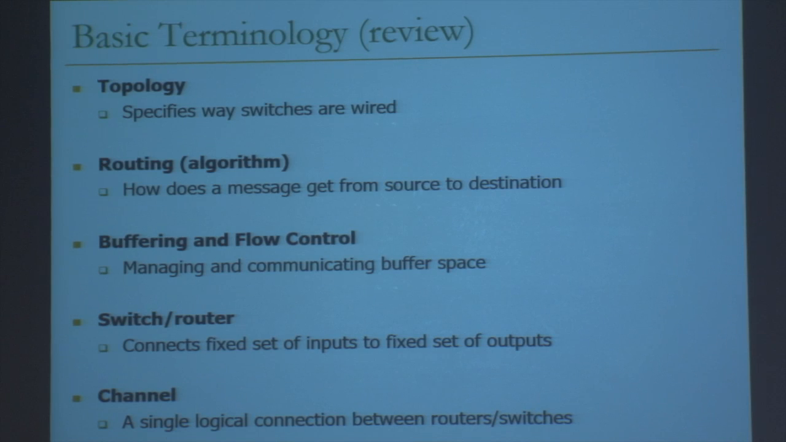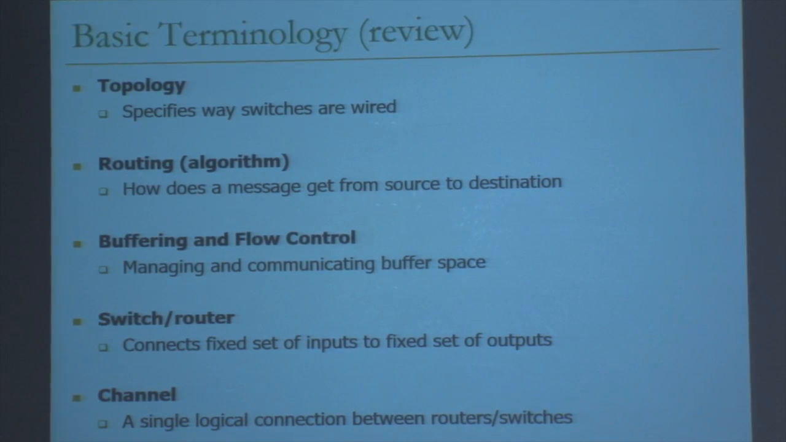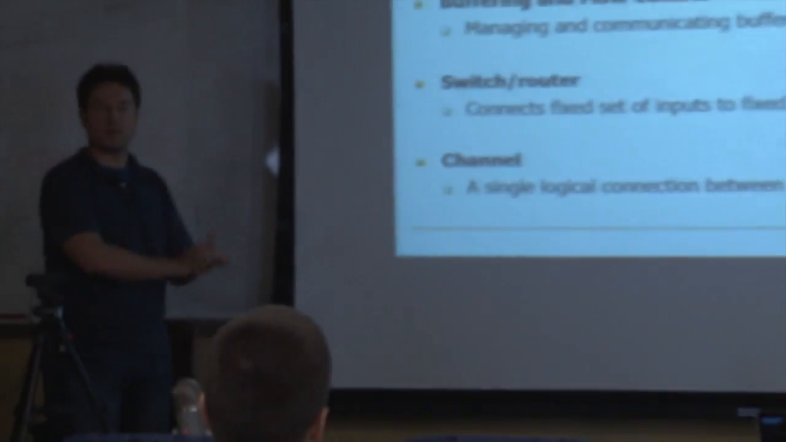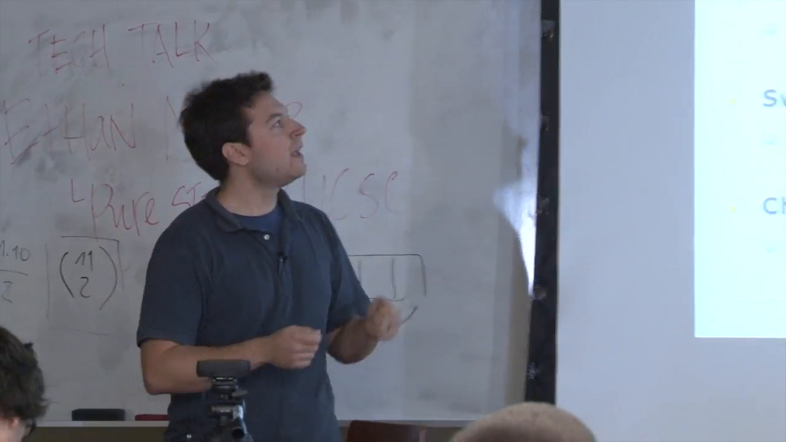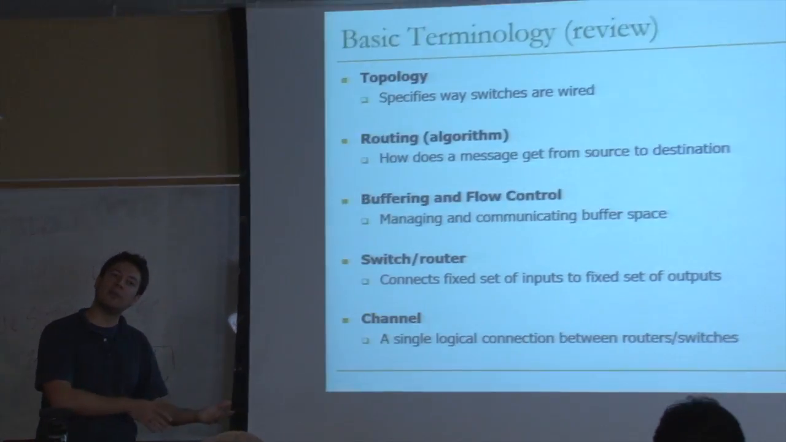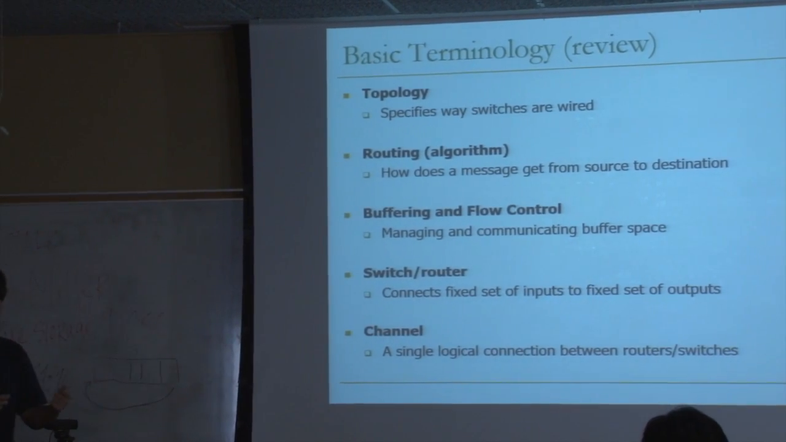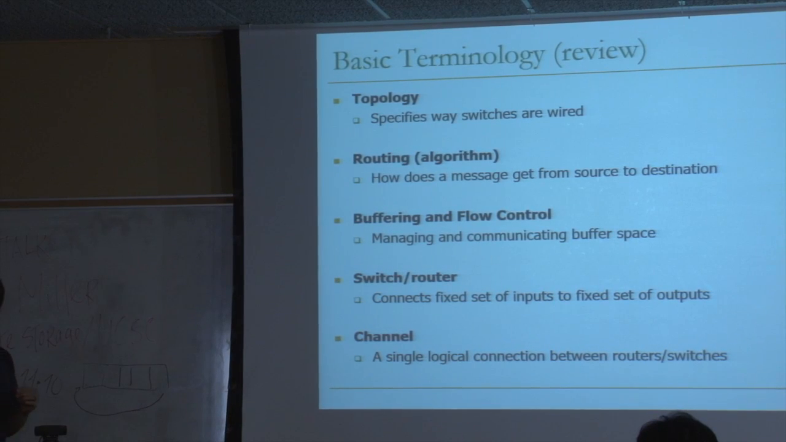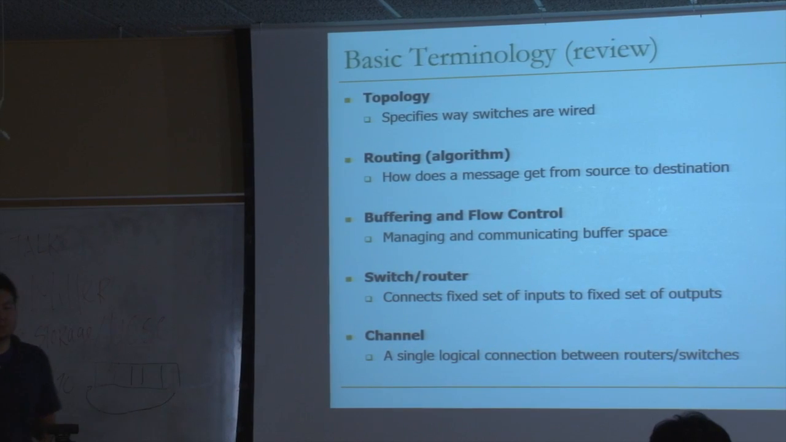Some basic terminology. You should be familiar with this. If you're not, please stop me, and we'll go over these in more detail. Topology essentially describes how the nodes are connected together in a network. This is the graph that represents the network. Routing defines how packets go from one point to another, and you have different types of routing functions. It can be deterministic static routing, which means the path from A to B is always the same. Or you can have adaptive routing, which changes depending on conditions of the network, and so forth. Buffering and flow control refers to managing buffer space inside the network and communicating buffer space availability between neighboring routers.